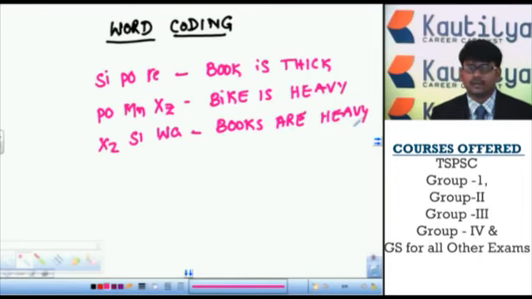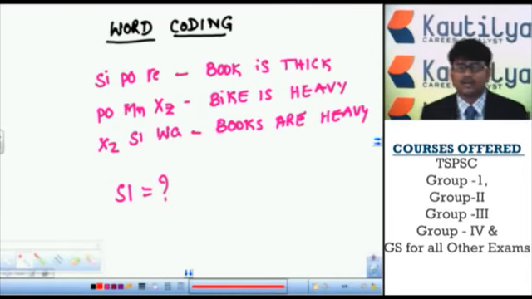Then we have to identify the codes. What is the code for the word SI is the question. Here the type of questions are called word coding. Book is thick is coded by some codes, bike is heavy is coded by some codes, books are heavy is coded by some codes. First of all, we have to identify the codes for SI, PO, RE means book is thick; PO, MN, XZ means bike is heavy; XZ, SI, WA means books are heavy. Which code is repeated in the given sequences?